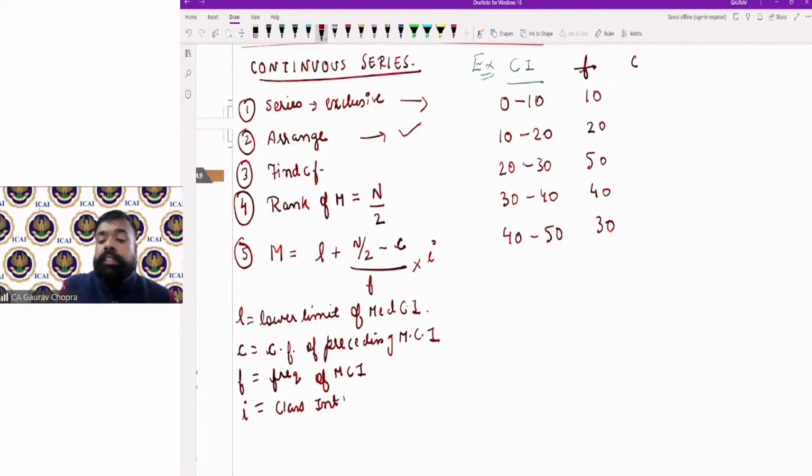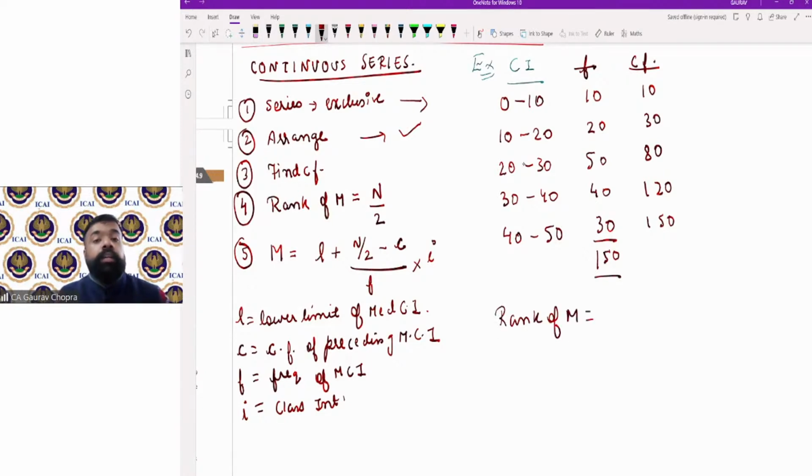Next step is to find CF, cumulative frequency. 10 plus 20 gives 30, plus 50 is 80, plus 40 is 120, plus 30 gives you 150. So this is the total of frequency. यही आपका frequency का total है. So the third step is done. Now the fourth step, rank of median. Rank कैसे निकालेंगे? N upon 2. So 150 upon 2 will give you 75.